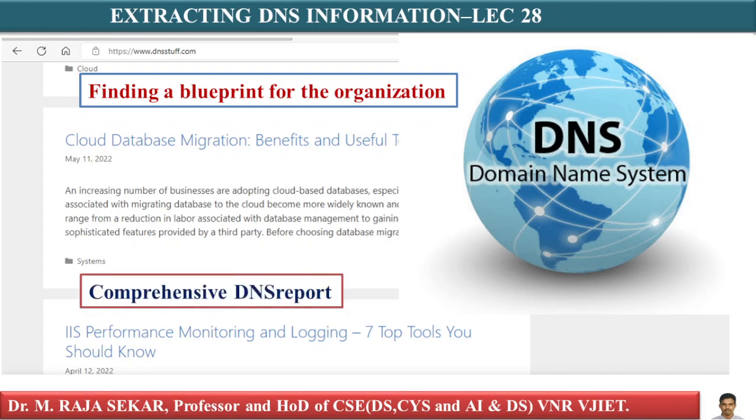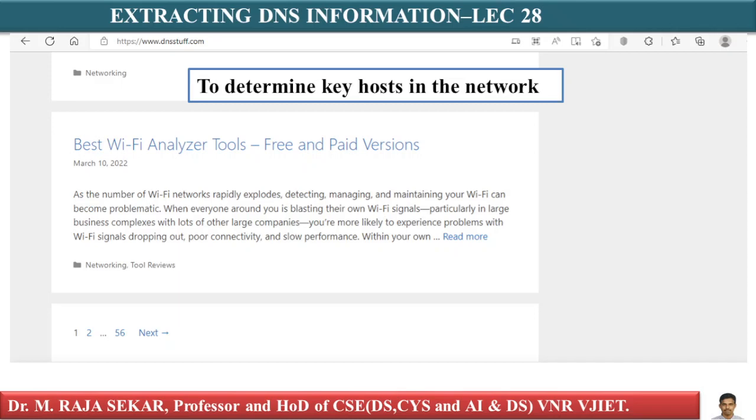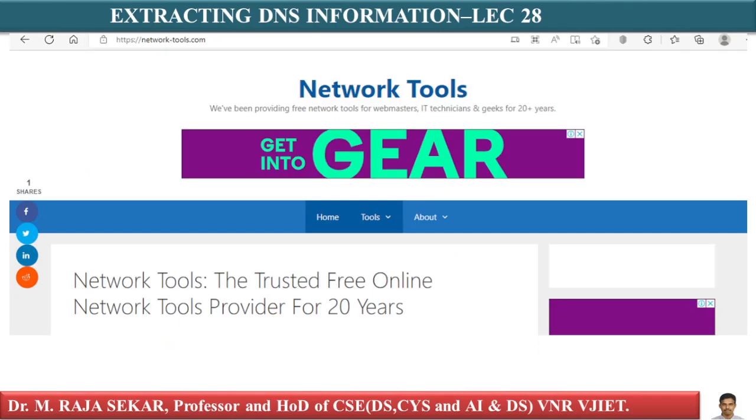DNSstuff offers a broad range of diagnostics. The most useful diagnostic is their comprehensive DNS report that examines and reports on the key attributes and errors of a DNS configuration. Attackers can gather DNS information to determine key hosts in the network and can perform social engineering. DNS records provide important information about the location and types of servers.